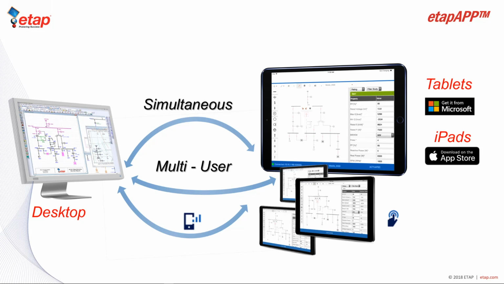Using the ETAP app, you can collect data, build and modify the one-line, take pictures, and transfer the information to the ETAP software to perform electrical system design and analysis, including all your studies such as load flow, short circuit, protection coordination, as well as arc flash.